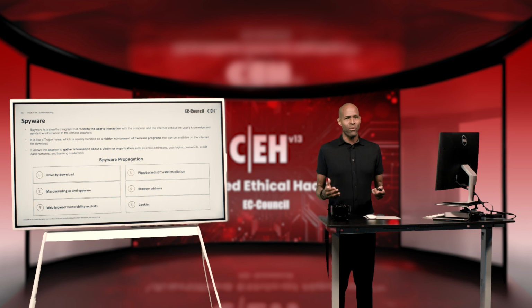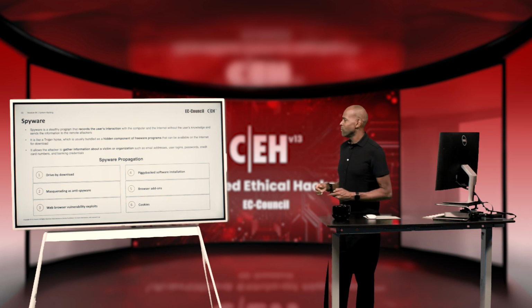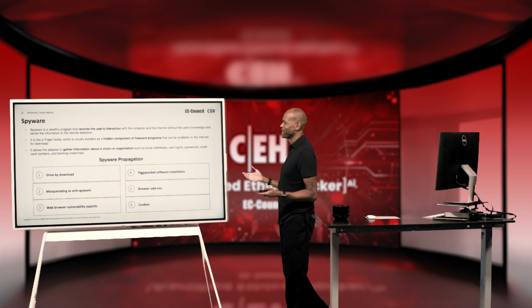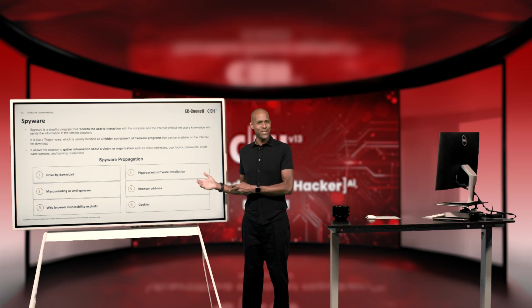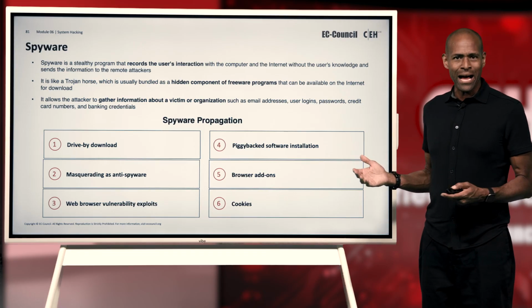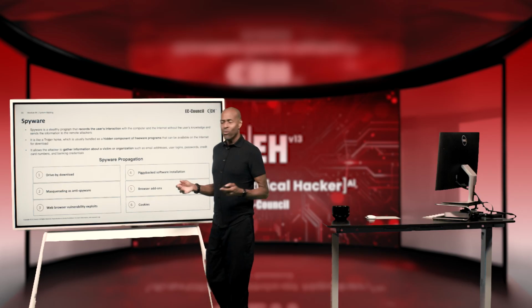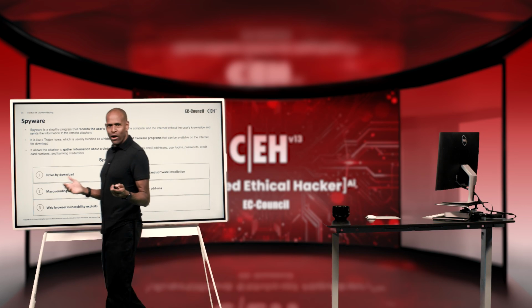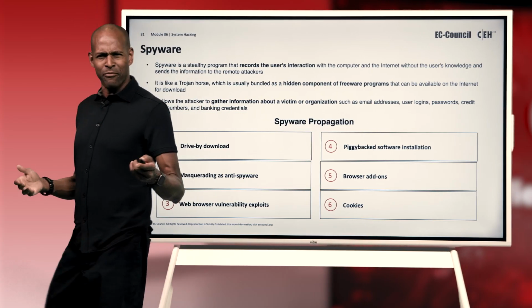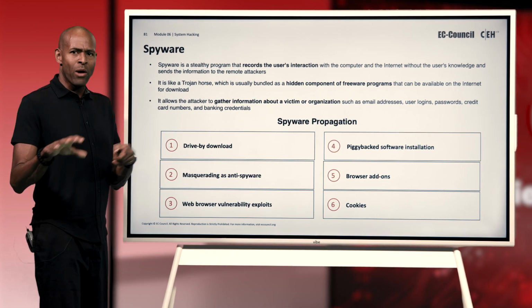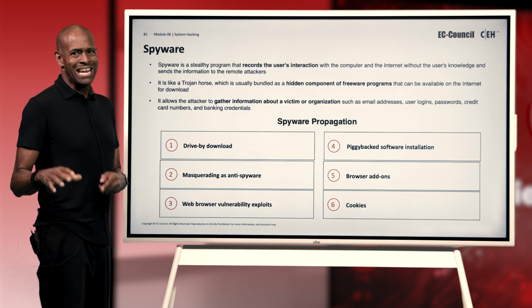Also, there is spyware. What is spyware? Well, it spies on you. So what it's going to do is watch what you do on your system and report back. How do we get spyware? Well, we get it by drive-by download. Do you know what a drive-by download is? We'll talk about how that works programmatically a little bit later in the class.